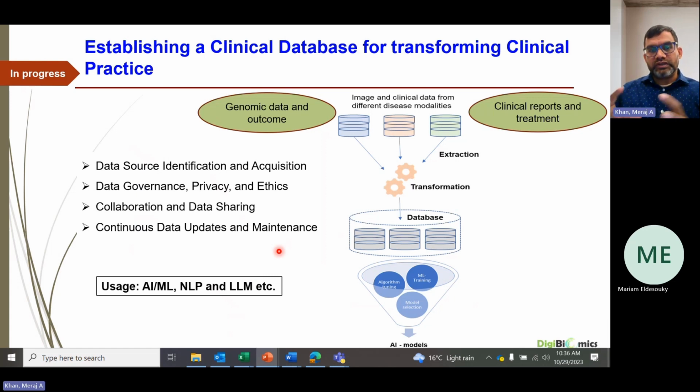So this is our approach to collect all sorts of clinical data, so that we can share it and grow towards AI deployment and implementation.